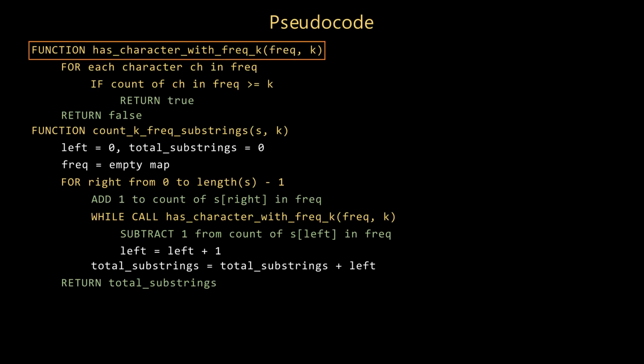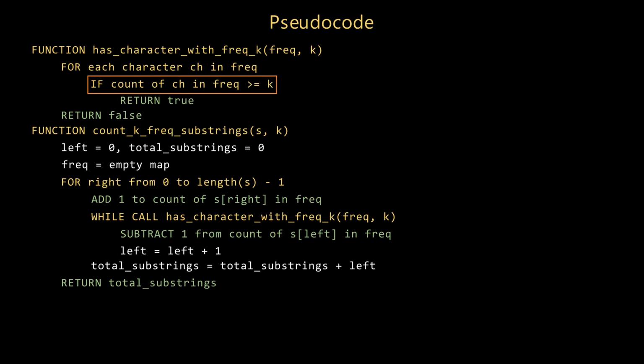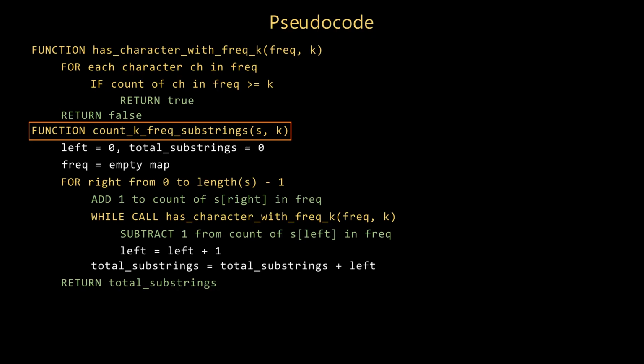Helper, check whether any character in the map reaches frequency K. Scan every character stored in the map. If its count is at least k, return true. Otherwise return false after the scan. Count substrings where at least one character appears at least k times.